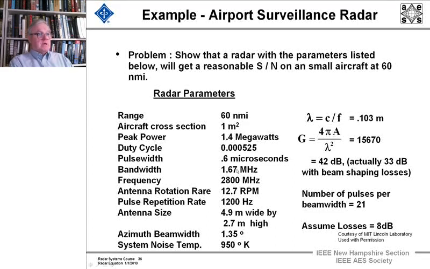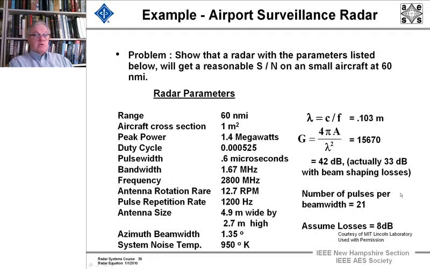Using this data, particularly the frequency, we get a wavelength of 0.103 meters. Gain, putting in that area, is 4 pi A over lambda squared, which gives us 15,670, which is 42 dB. But actually, there's a huge amount of beam shaping loss in that the shape of the antenna is deformed so that there's a lot of gain up at high elevation angles, and so when planes are in close and high, there'll be a lot of energy on those targets. And so the actual gain, when looked at accurately, comes out to 33 dB.